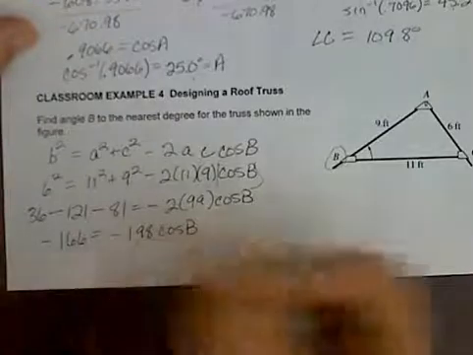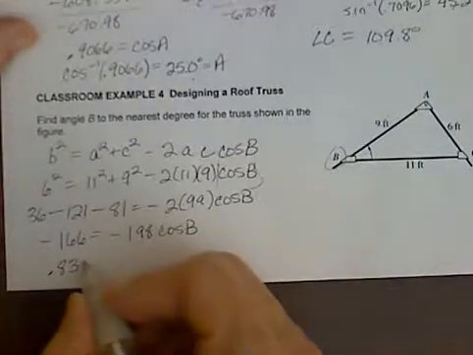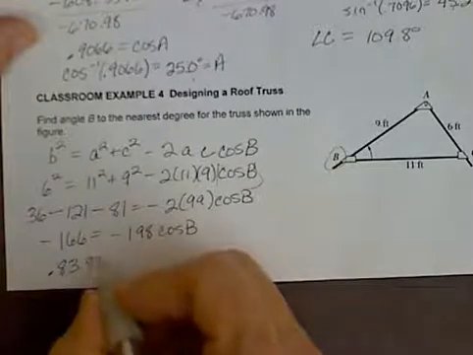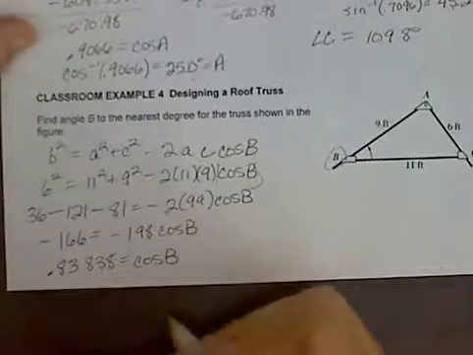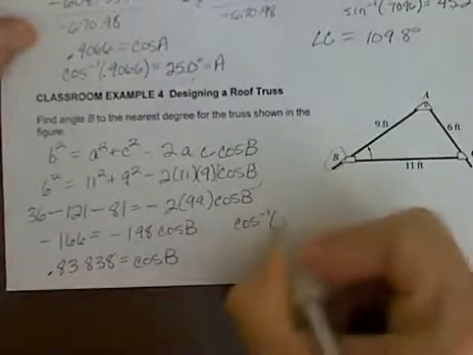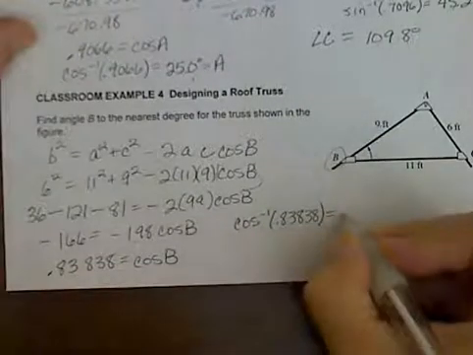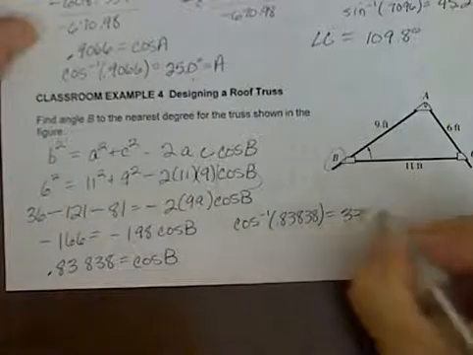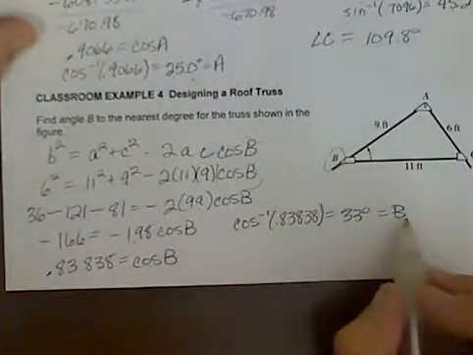If I divide both sides by the negative 198, I get approximately 0.83838, which is equal to my cosine of B. If I use the inverse cosine, I get 33 degrees for my B. In this problem, that's all we were trying to solve for was the B.